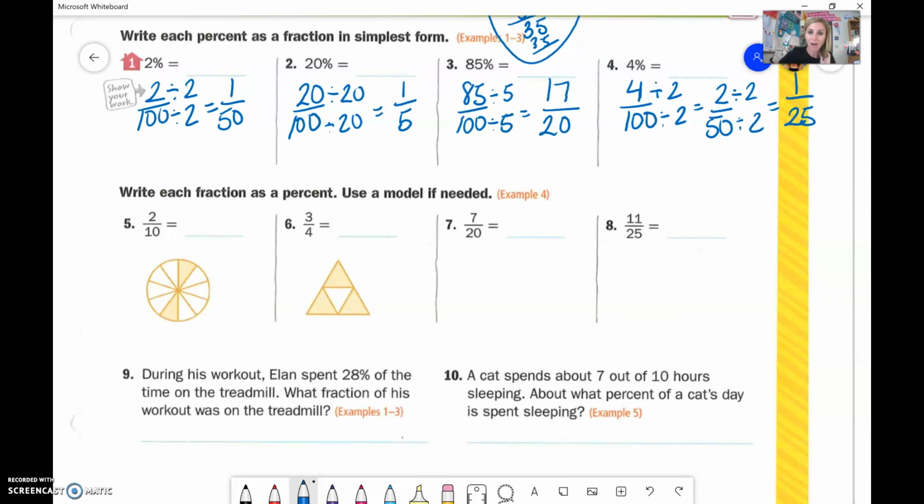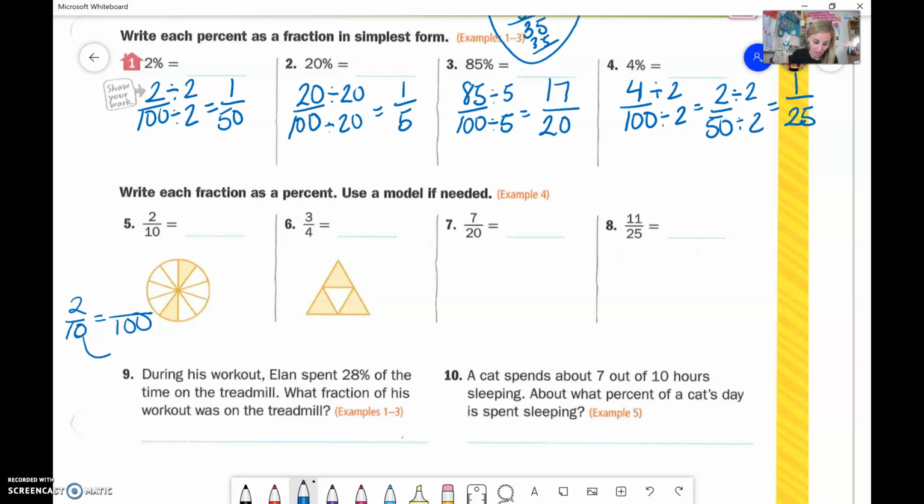Okay. All right, let's take a look at this part down here. It says, write each fraction as a percent. Use a model if needed. 2 tenths. What I wanted to do was do the equal sign with 100, okay? Because we are trying to write it as a percent. So the easiest way is to go from your fraction to an equivalent fraction that has a denominator of 100, and then take that and write that number as a percent. So easy, 6th graders, so easy.